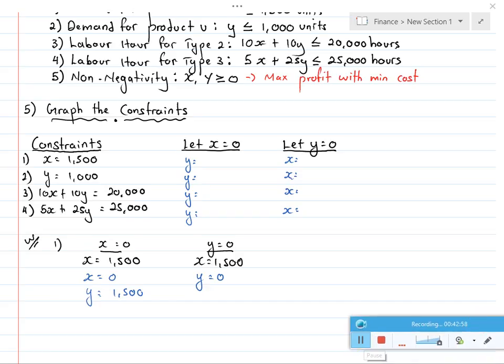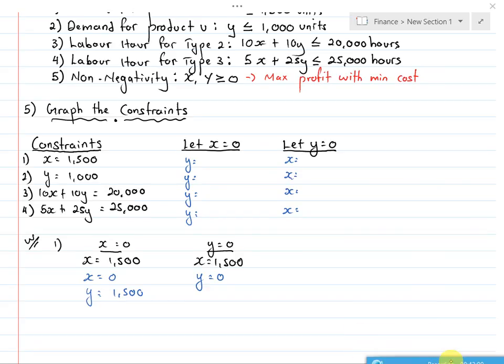X. X equals to 0 over here. So x equals to 0, now y equals 1,500. Sure? Okay, never mind.